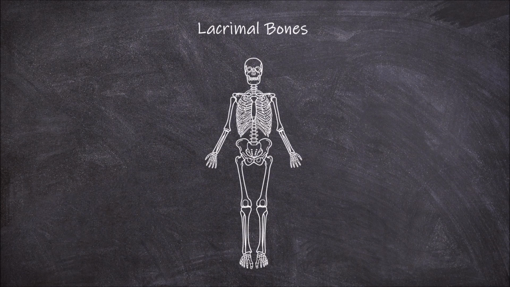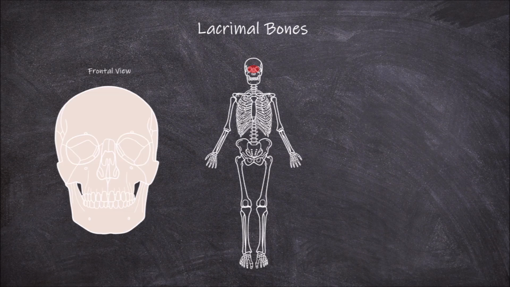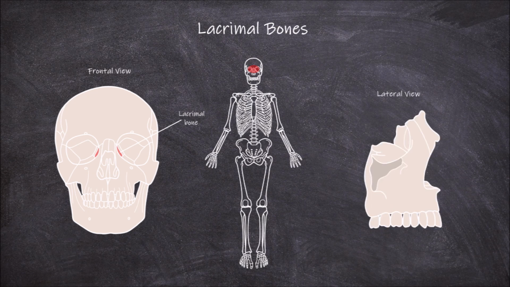The lacrimal bone is a paired bone located in the middle of the anterior portion of the skull in the eye sockets. If we take a closer look at the frontal view of the skull, we can see highlighted in red small portions of the lacrimal bones in each of the eye sockets. If we take an even closer look, but instead of a portion of the lateral side of the skull, we can see highlighted in red the lacrimal bone.